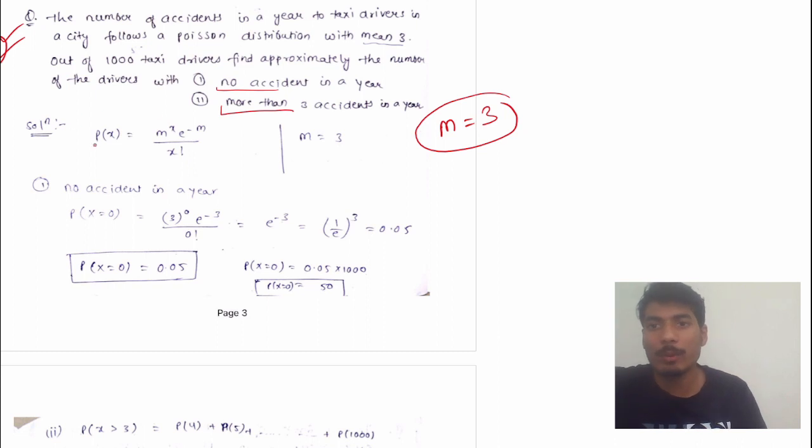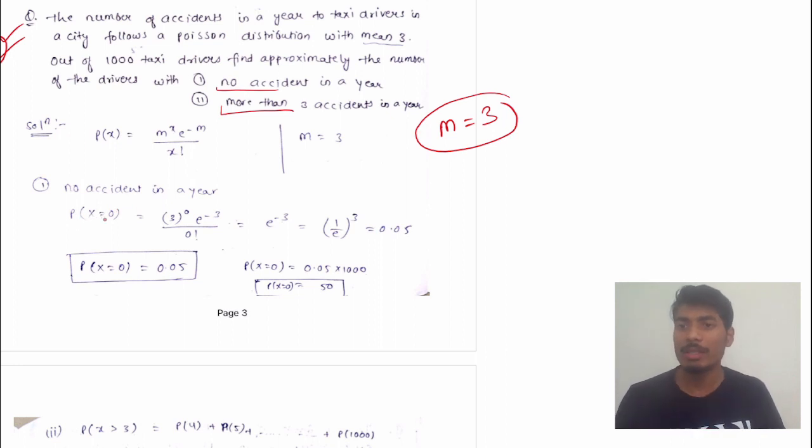Okay, this is the Poisson distribution formula: P(x) equal to m power x e power minus m by x factorial. So from the question we know the formula, and we know the value of m. In the first condition, no accident in a year means P(x) equal to 0. So we use the formula and put the values. In the place of m we put 3, and in the place of x we put 0. After putting the values, you get 0.05.